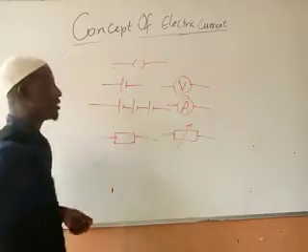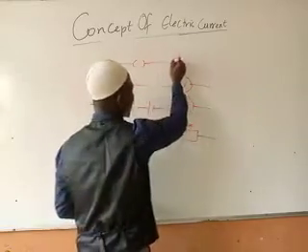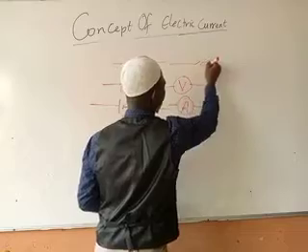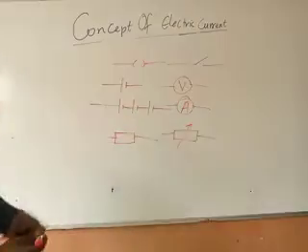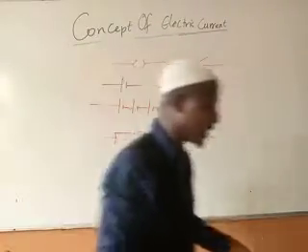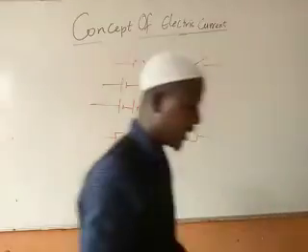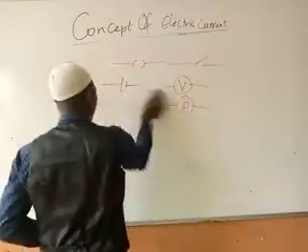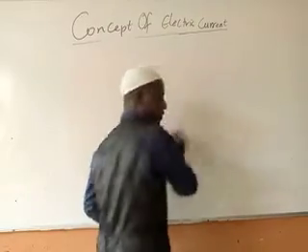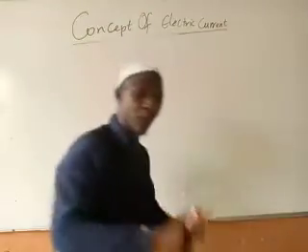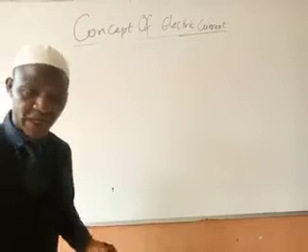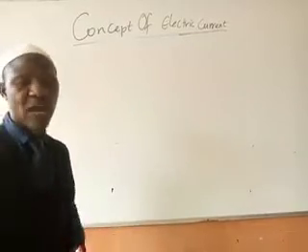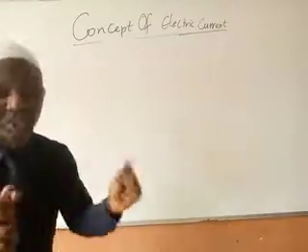This is plug key. Then that of tap key, like this. So these are the components in the circuit. Then we have types of circuit. We have three major types of circuit. We have open circuit, that is when the key is not closed. Then we have closed circuit. Then we have short circuit.